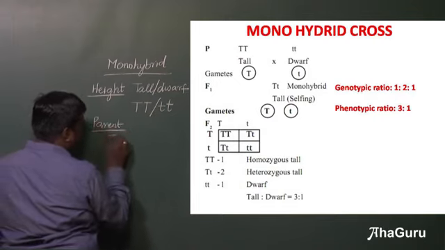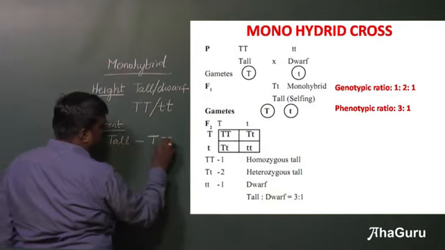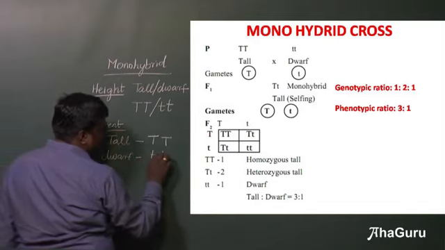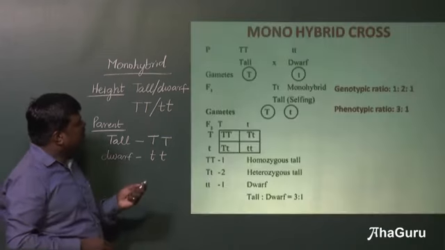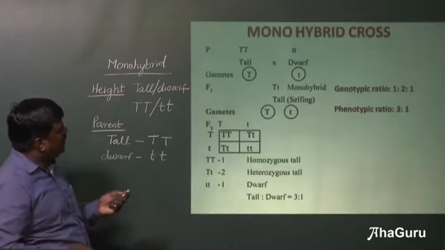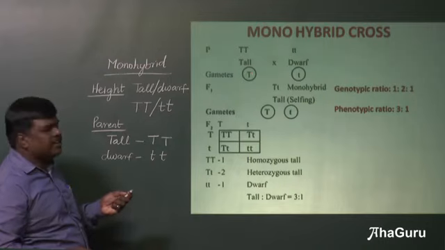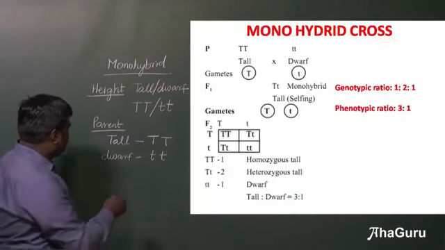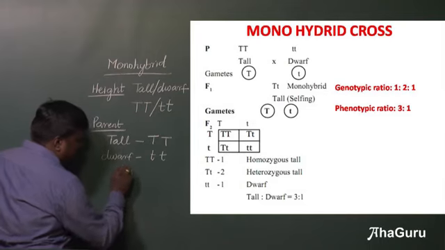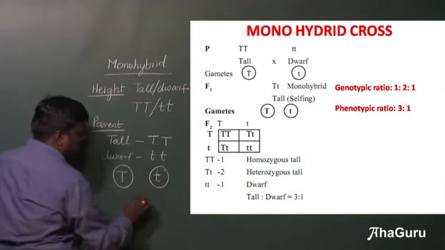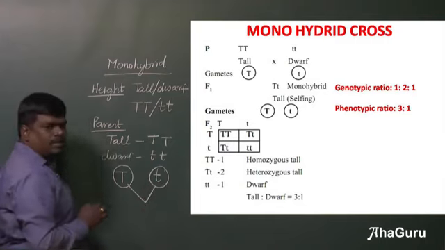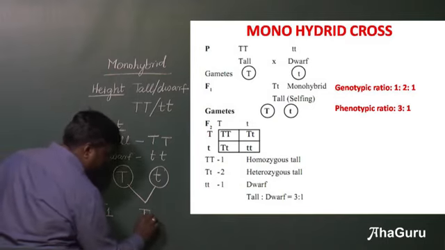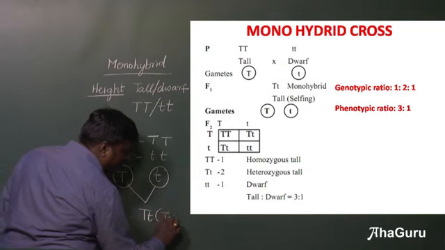One is the tall plant, that is capital T, and dwarf, which is small t. This tall plant and dwarf plant have gametes. For the tall plant, the gamete is capital T. For the dwarf plant, the gamete is small t. So when you do the cross, the F1 generation, the first filial generation, will be capital T and small t, and that is tall.